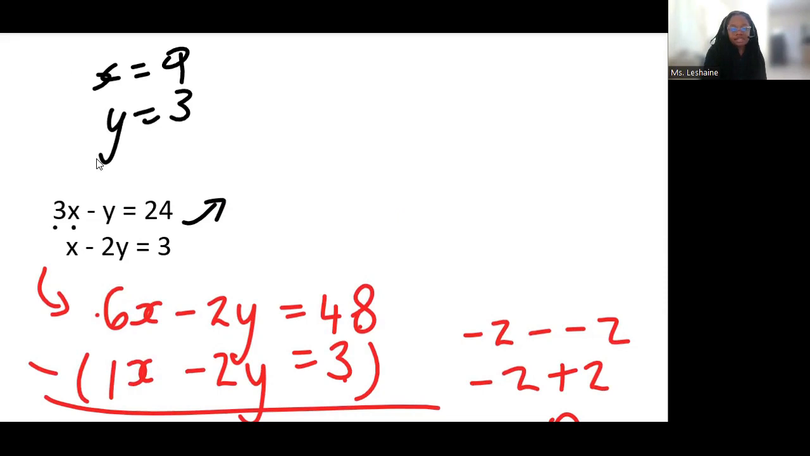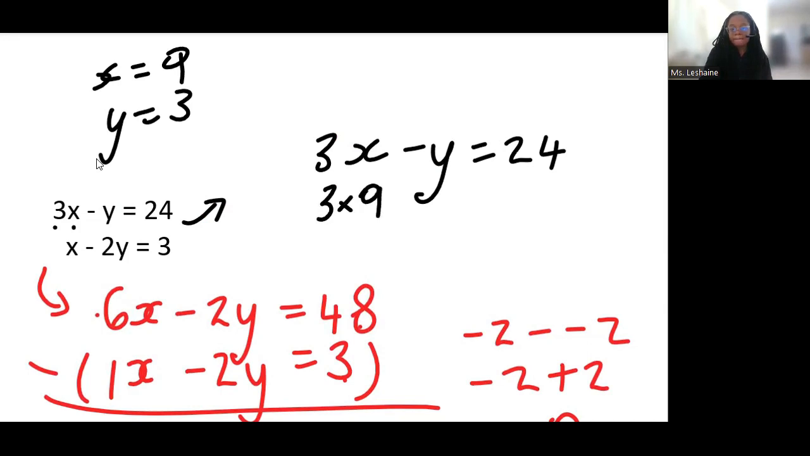So 3x minus y is 24. I'm just showing you how to quickly check your solution. So 3x, that's 3 times x. So 3 times 9 minus y, which is 3. So 3 times 9 minus 3, that is 27 minus 3, which gives you back your 24.